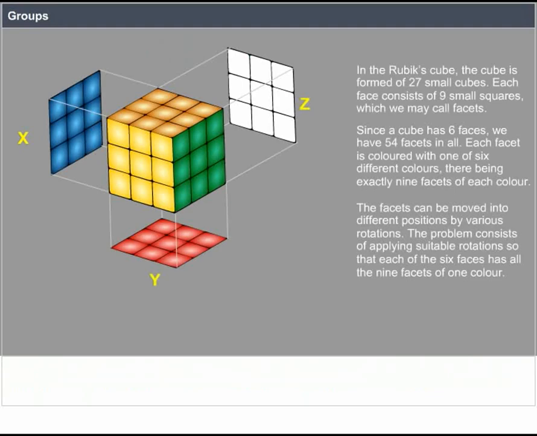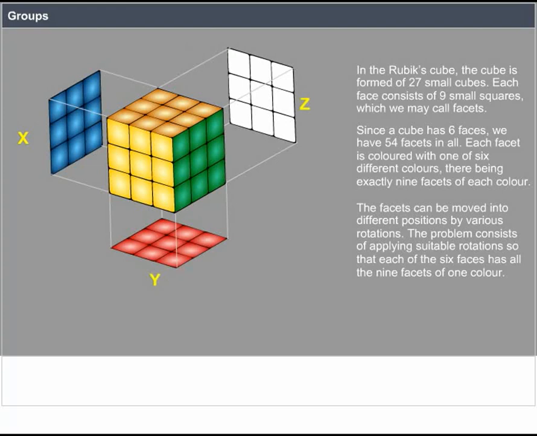Groups. In the Rubik's cube, the cube is formed of 27 small cubes. Each face consists of 9 small squares, which we may call facets. Since a cube has 6 faces, we have 54 facets in all. Each facet is colored with one of 6 different colors. There being exactly 9 facets of each color, the facets can be moved into different positions by various rotations. The problem consists of applying suitable rotations so that each of the 6 faces has all the 9 facets of one color.